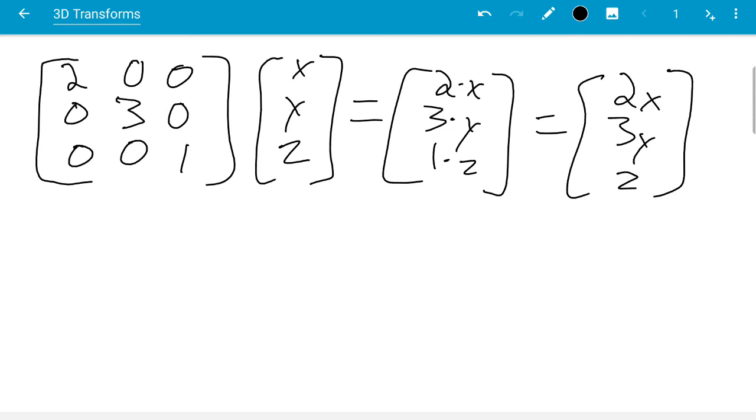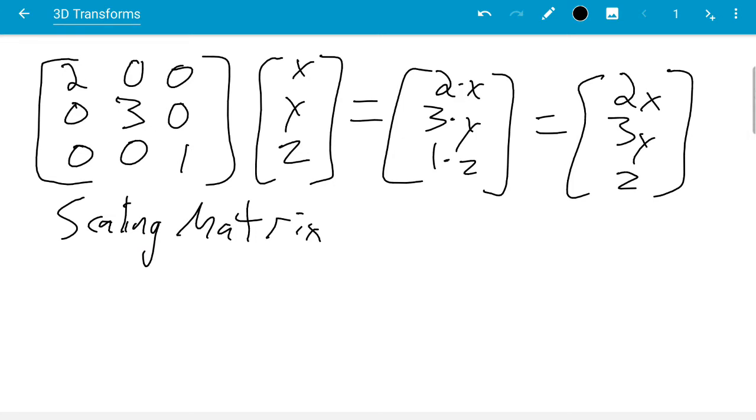Okay. So what we've done here is we've just multiplied these numbers through, and the way it worked out is that the 2 went with the x, the 3 went with the y, and the 1 went with the z. This is a scaling matrix. We have applied different scales, 2, 3, and 1, to each of these dimensions.